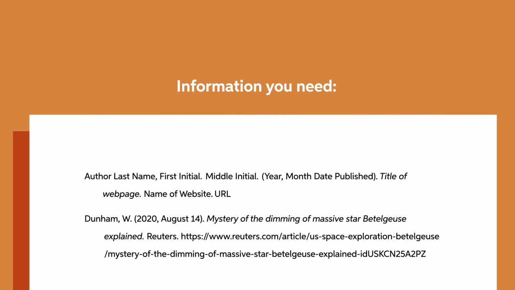When you write your web page reference, start with the author's last name, followed by a comma, then their first and middle initials. Next, write the year, month, and date that the page was published in parentheses. If you don't know this, just use the initials ND, which is short for no date. Then, write the title of the web page in italics, only capitalizing the first letter of the first word and any proper nouns, followed by the title of the website, and finally paste in the URL. One thing to note is that every major piece of information needs to be separated with periods in APA, except for the URL.